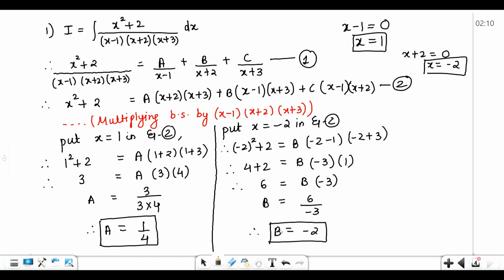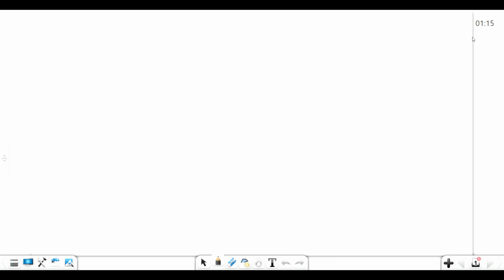Right. Now we'll move on to the third part, finding the value of c. For finding the value of c, again you have to look at what is below the c. Below the c we have x plus 3. So when you equate x plus 3 is equal to 0, you get the value of x is equal to minus 3. So let's substitute x is equal to minus 3 in equation 1 and see what we get. Minus 3 square plus 2 is equal to... a and b will become 0. So we are only left with the c term. That will give you c times minus 4 times minus 1.